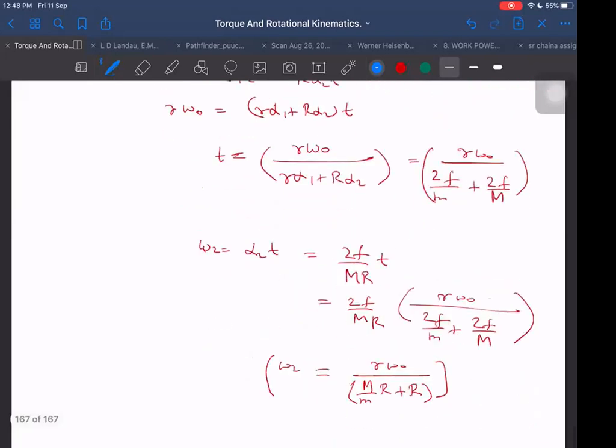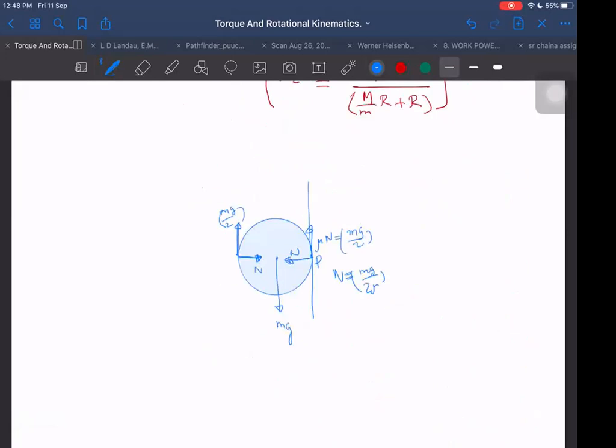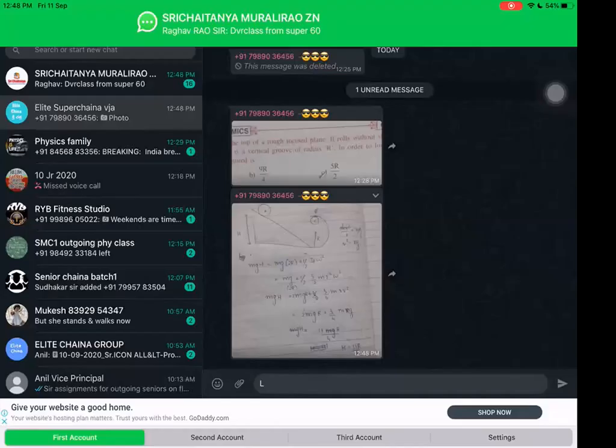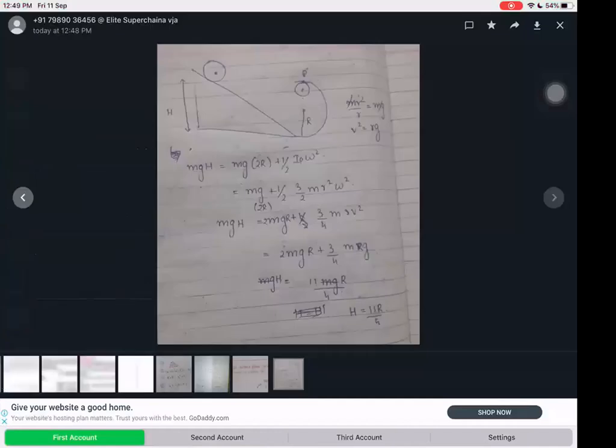Yes. Sir? Sir, Sudhan has sent it in WhatsApp, sir. Sudhan has sent. Getting the answer. Capital R. What are you doing really? Sir, capital R. MV square by capital R is equal to mg. So you are writing MV square by small r equal to mg. That is only wrong.